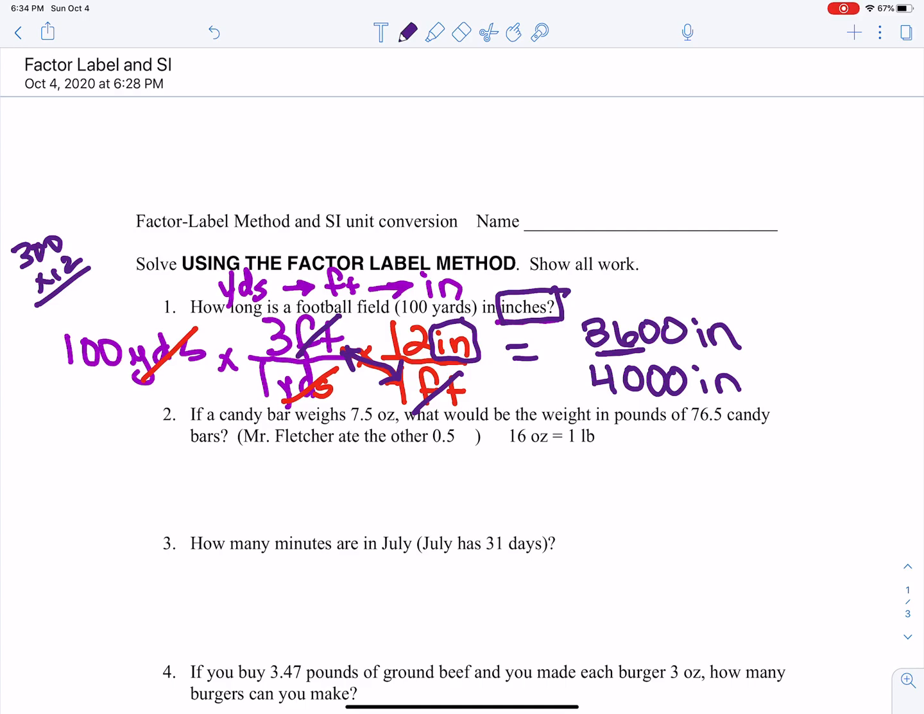If a candy bar weighs 7.5 ounces, what would be the weight in pounds of 76.5 candy bars? Mr. Fletcher ate the other half of an ounce, which we don't need to worry about.